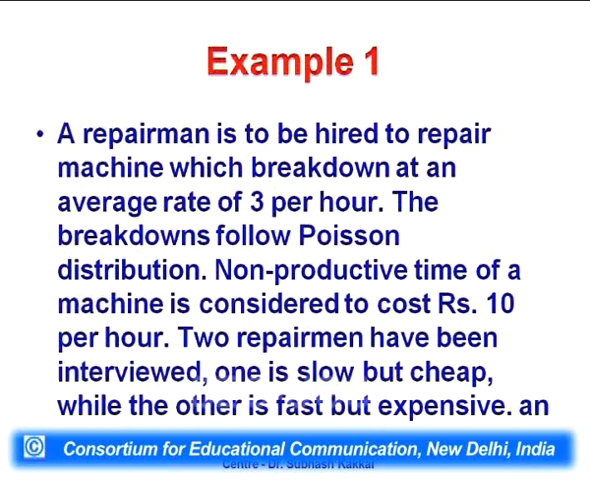Now, we will discuss some examples so that we become conversant with these queuing models, queuing theory or waiting line problems. A repairman is to be hired to repair machines which break down at an average rate of 3 per hour. The breakdowns follow Poisson distribution. Non-productive time of a machine is considered to cost rupees 10 per hour. 2 repairmen have been interviewed. One is slow but cheap, while the other is fast but expensive.